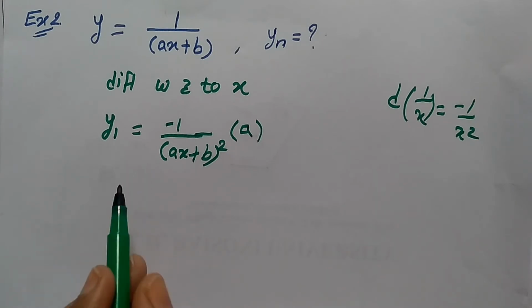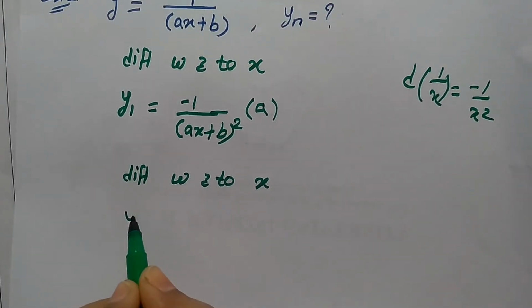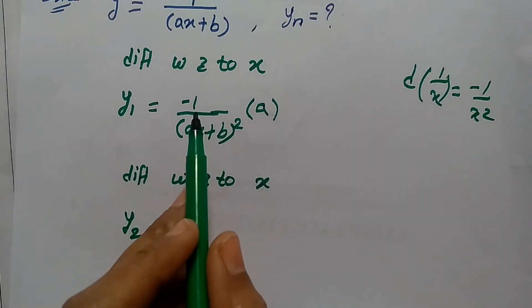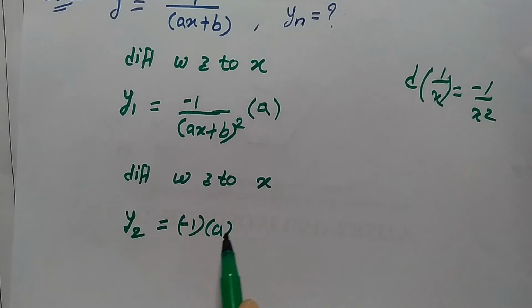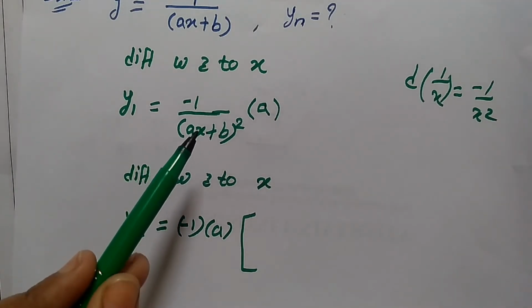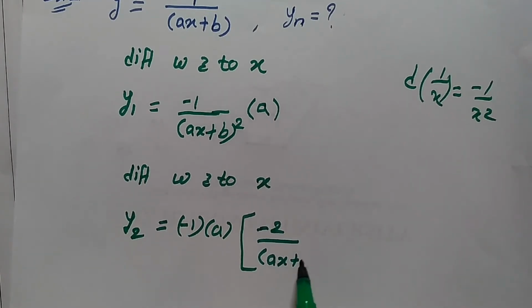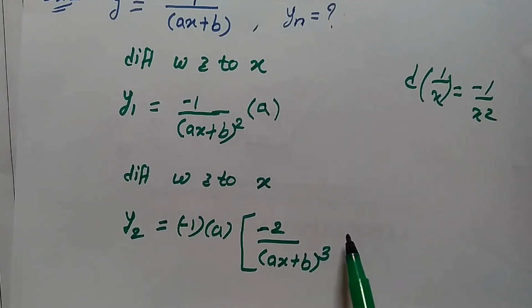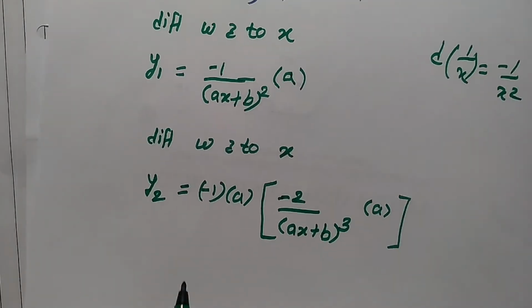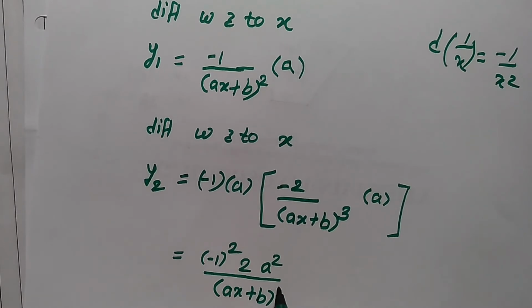Now in the same way you have to again differentiate the term with respect to x. Then we get the second derivative, that is y2 equals, here a and minus 1 are constants, so you may take a and minus 1 outside and then take the derivative of 1 upon x square. So the derivative of the remaining term, 1 upon (ax plus b) bracket square, is minus 2 upon (ax plus b) raised to power 3. Again the derivative of the bracket term, we get a in multiplication. That means here minus minus, we get 2 times the minus symbol, that is minus 1 square into 2 into a square divided by (ax plus b) raised to power 3.